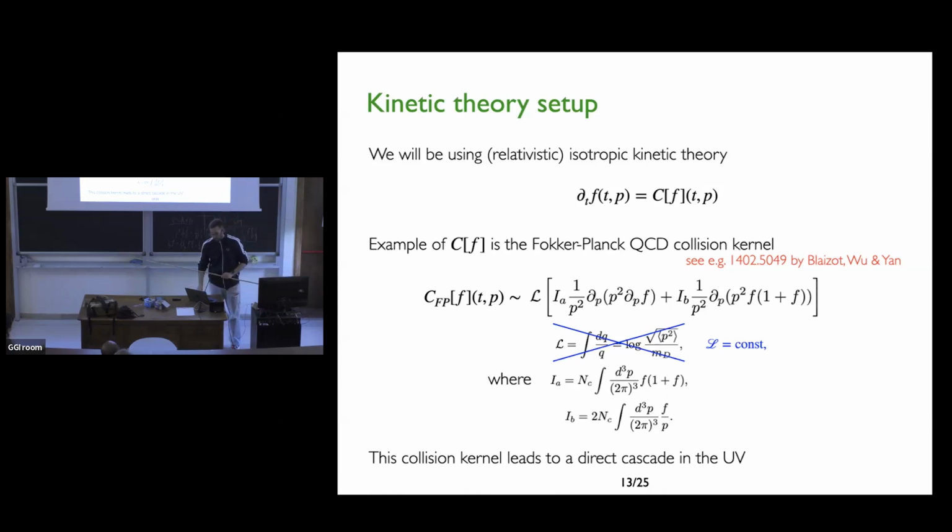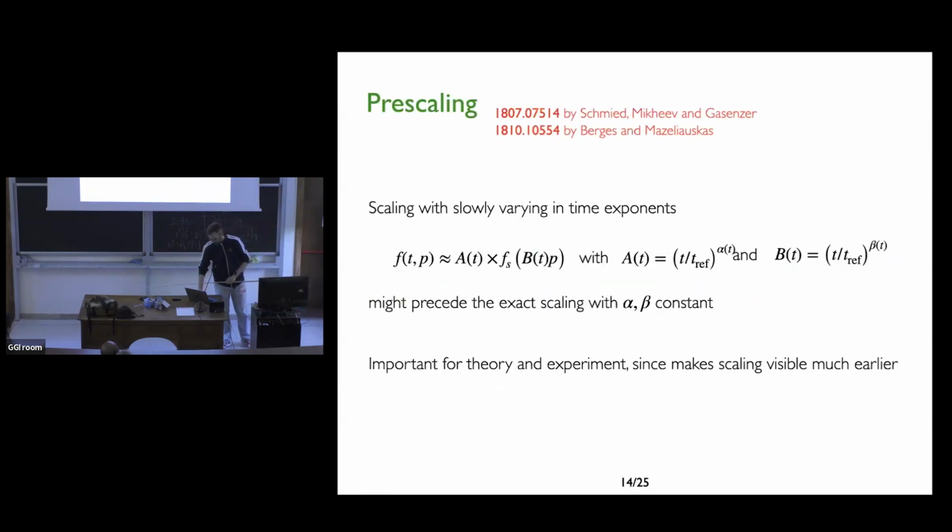Anything else? Maybe to build on this point, I'm displaying this because this kernel actually is way easier to work with than the full 2-to-2 scattering kernel. It has way fewer integrals. In particular, it doesn't have these nasty angular integrals. So some of the results that are new in the context of non-thermal fixed points will be derived precisely for this kernel because of the technical simplification that it induces. Good.